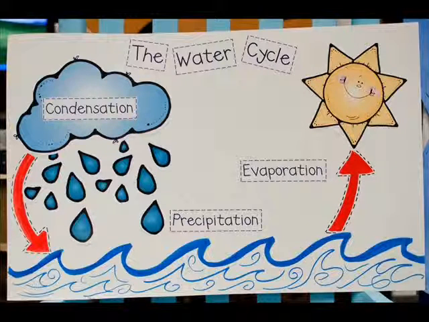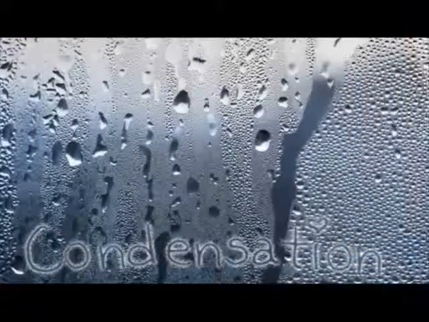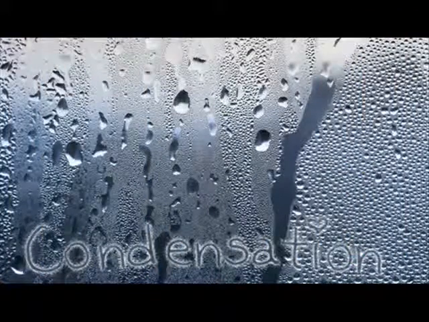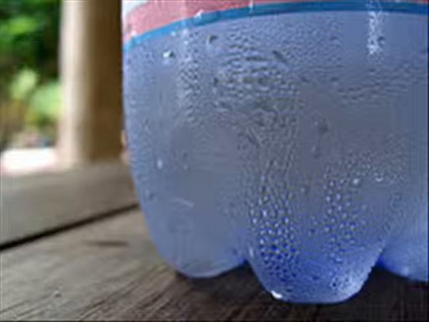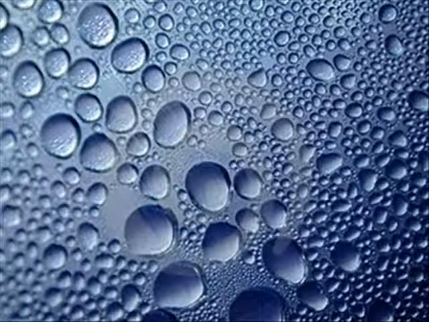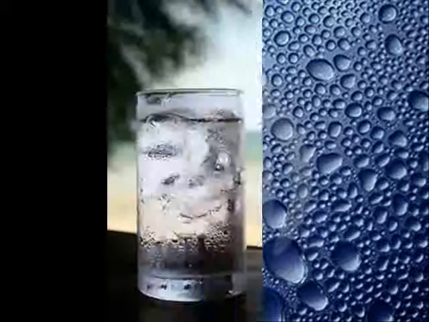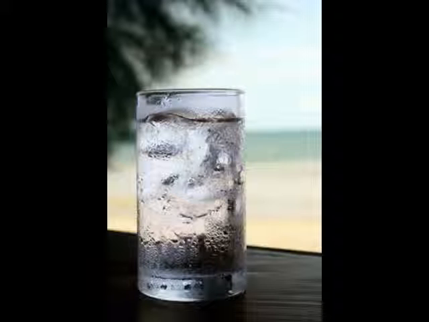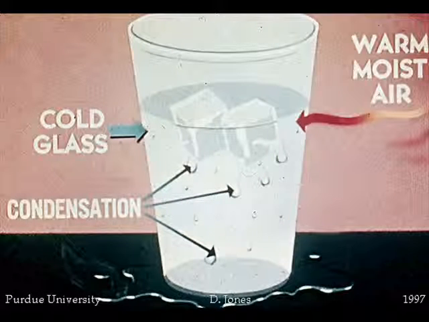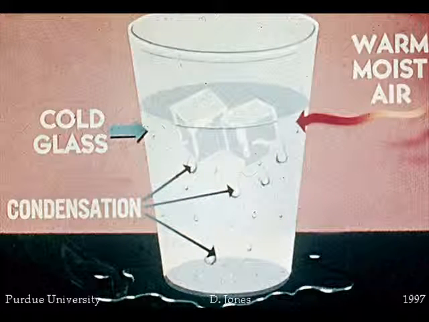The second part of the water cycle following evaporation is condensation. Condensation is when water vapor in the air gets cold and changes back into liquid, forming clouds. You can see the same sort of thing at home when you pour a cold glass of water on a hot day. Look what happens. Water forms on the outside of the glass. That water didn't somehow leak through the glass. It actually came from the air. Water vapor in the warm air turns back into liquid when it touches the cold glass.